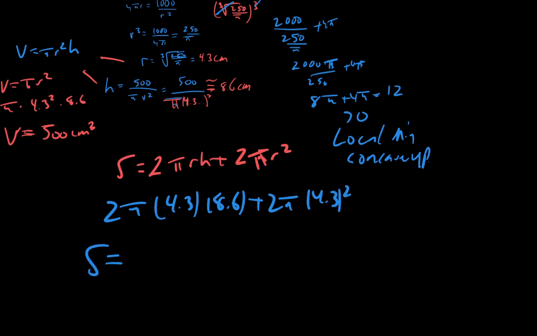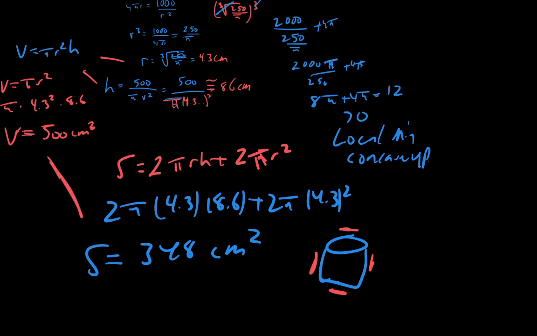Our surface area then is approximately 348 centimeters squared. And this is the total surface area, so the total area of the can, this total value, this plus that area plus that area. And that's the minimum given the constraint.